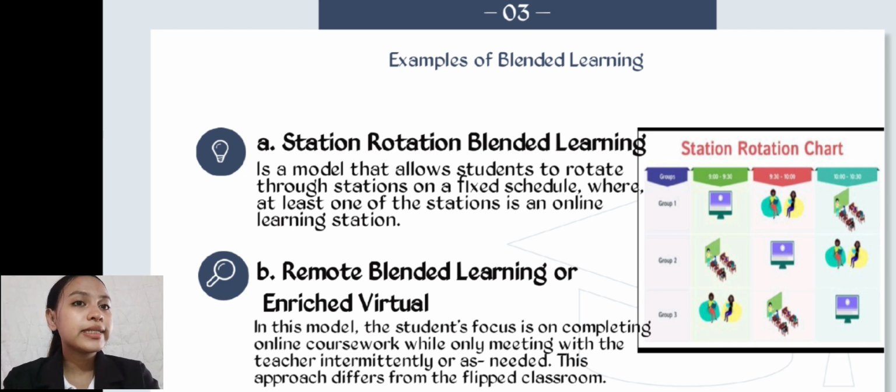So, another example: one group may work with the teacher, another uses computers to watch a video or take a quiz, and the last group may do a group activity or worksheet.